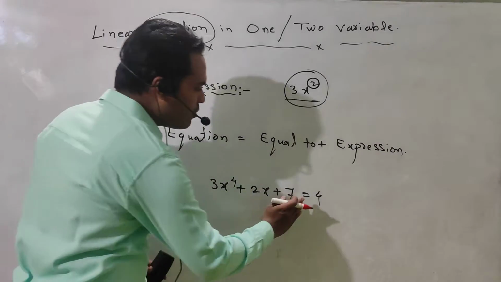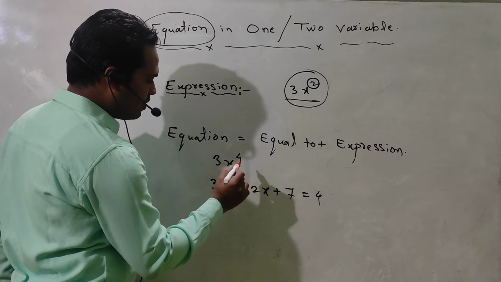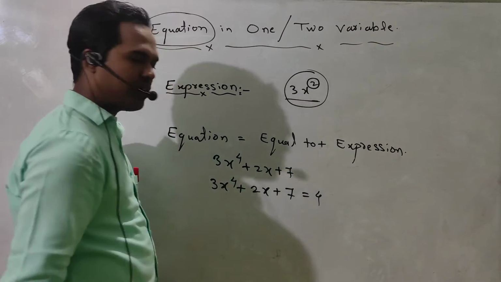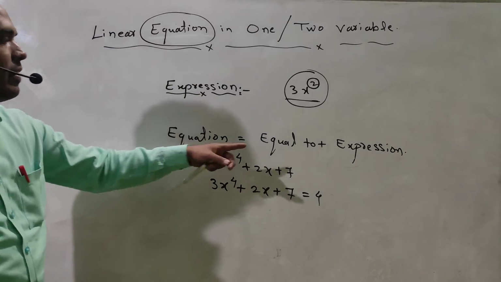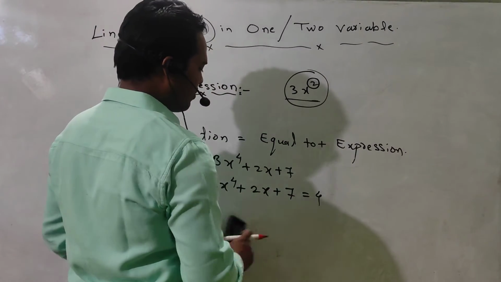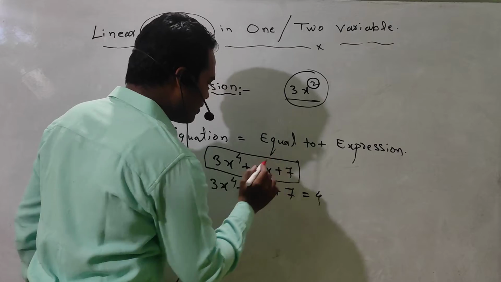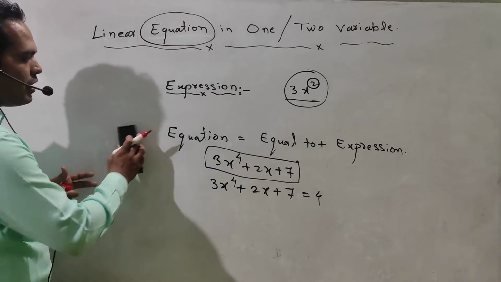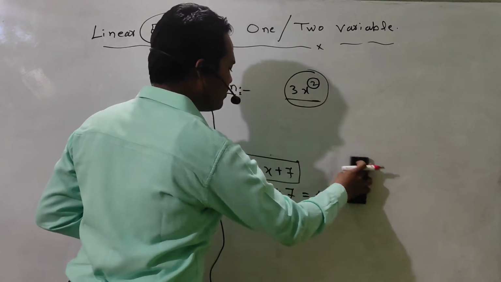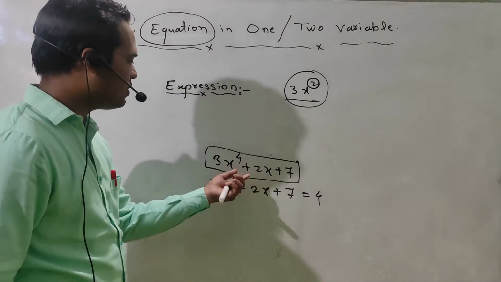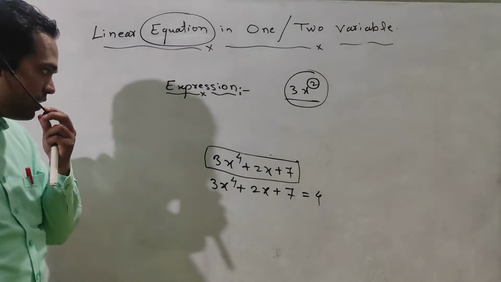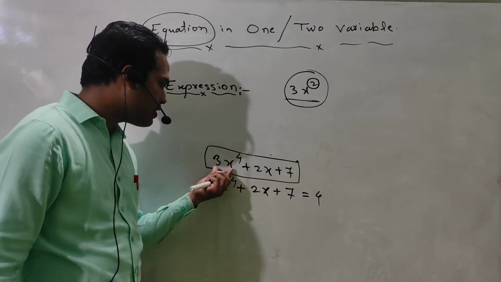Suppose we remove this equal to sign and simply write 3x raised to 4 plus 2x plus 7, then it is known as a mathematical expression or simply a polynomial. So what is meant by degree of a polynomial? How many terms are there? Number of terms is equal to number of signs we can see in the expression plus 1. We can see 2 plus signs, then we add 1 to it, so we get 3. That's why 3 terms are there.